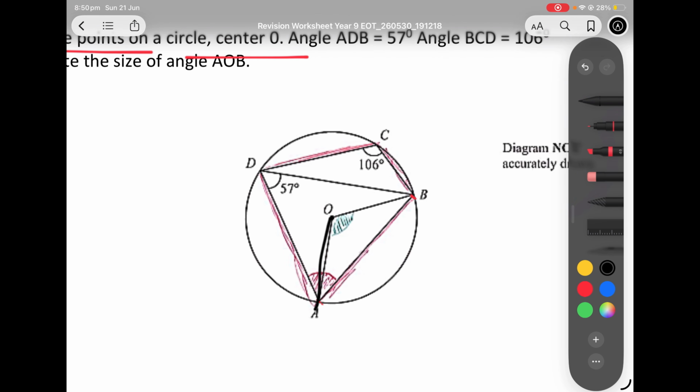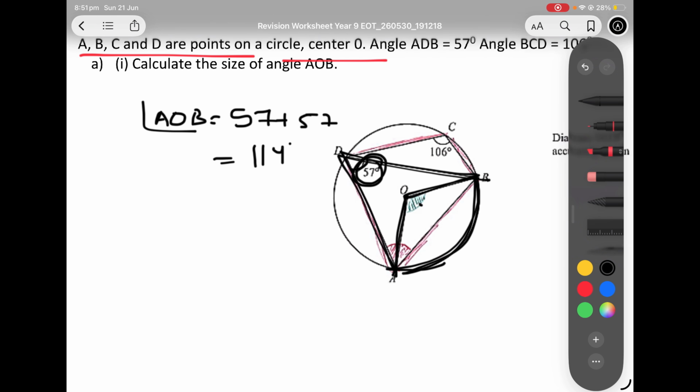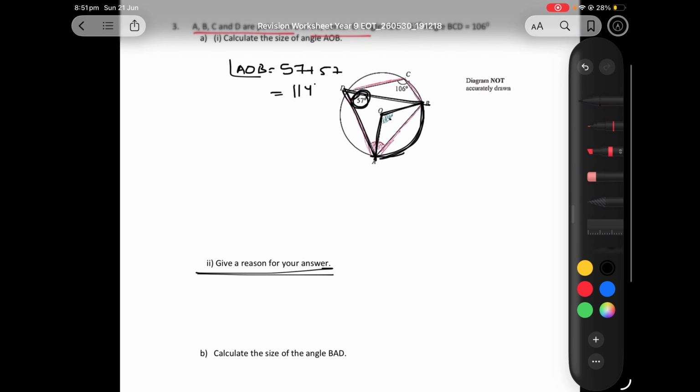First I see there's this arc. I will find the arc, and the same arc is making 57 degrees on the circumference, so at the center it will be 57 plus 57. So write AOB is equal to 57 plus 57, that is equal to 114 degrees. For the reason, write: the angle subtended by the arc on the circumference is half the angle subtended by the same arc at the center. Then they are asking to find the size of angle BAD.